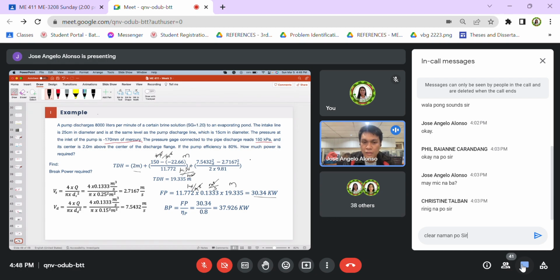Then for velocity, it will be meter squared per second squared divided by meter per second squared. So that is correct. Cancel second squared, cancel 1 unit of meter, giving us 1 unit of meter here. So that's it. The final answer will be 37.926 kilowatts.